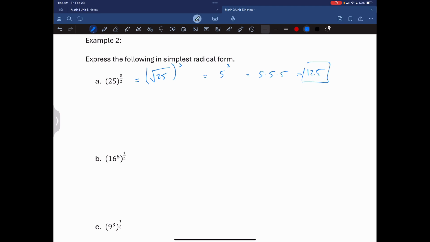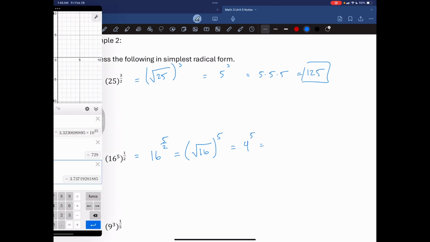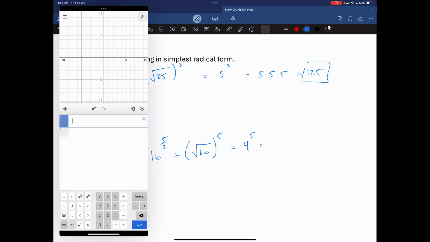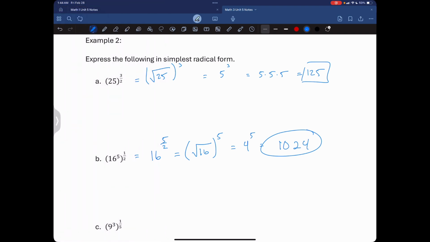Letter B. Okay, so now we have 16 to the 5th, all raised to the 1/2 power, right? I'm just going to rewrite this so it's one single exponent. Okay, so that 2 in the denominator tells me we're taking the square root, so I'm going to go ahead and rewrite it. So I'm just taking the square root first, and then raising that to the 5th power. Well, the square root of 16 is 4. We're going to have 4 to the 5th power. That's just going to be 4 times 4 times 4 times 4 times 4, and 4 to the 5th power is 1024. That's going to be A and B for example 2.